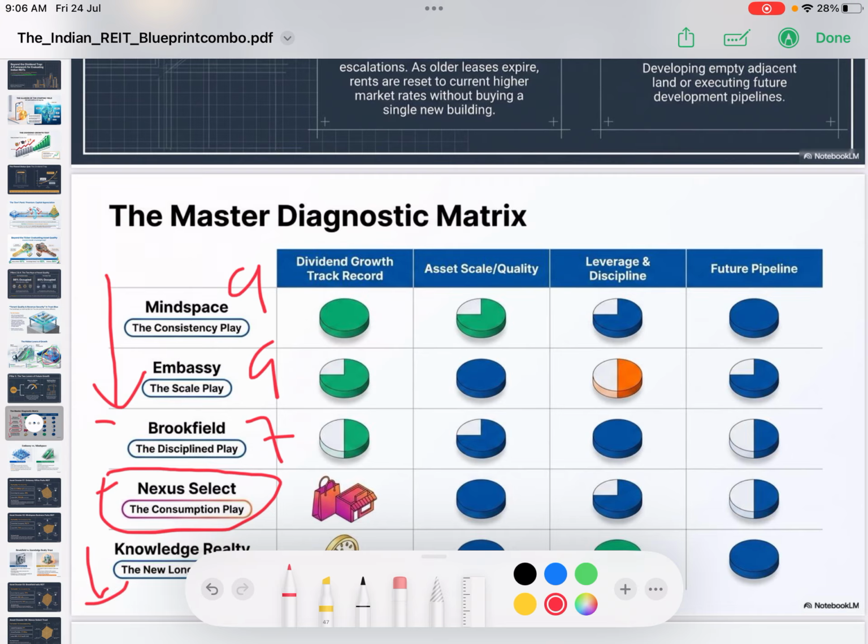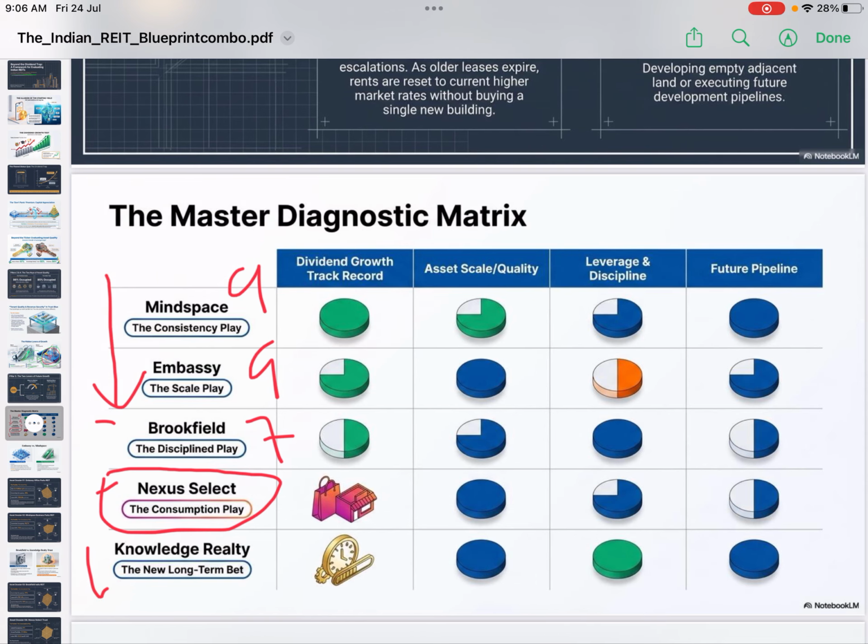shopping and entertainment, because they invest in malls, they invest in big retail malls, like the Phoenix type, right? So they invest in that. I'm not getting the word to say. Okay, so basically you understood. So this is a completely different player.